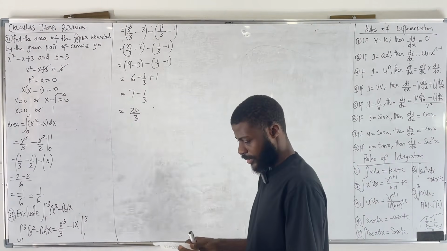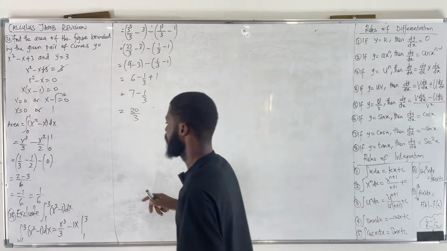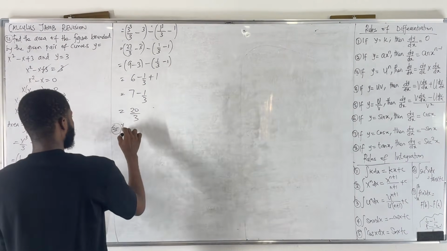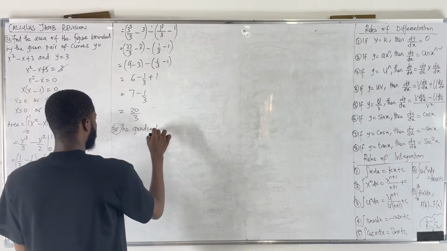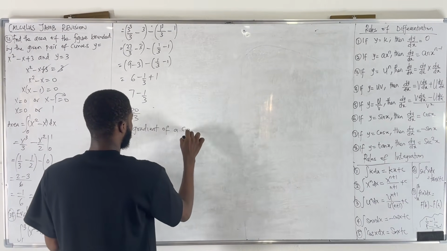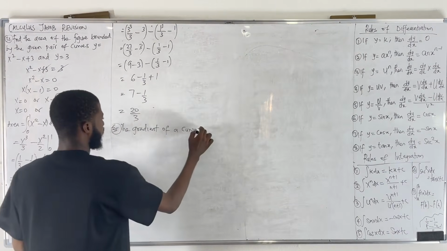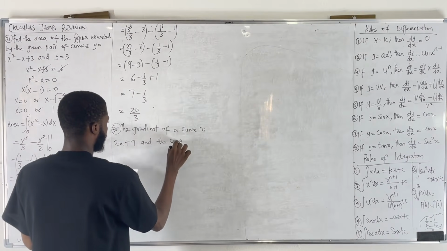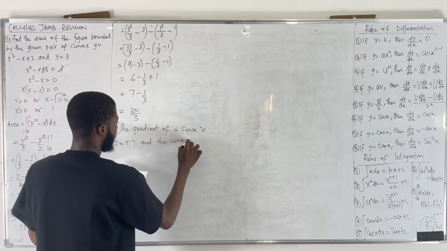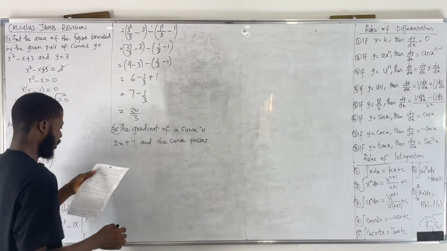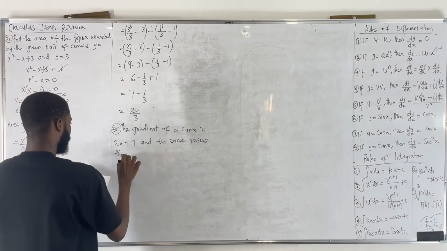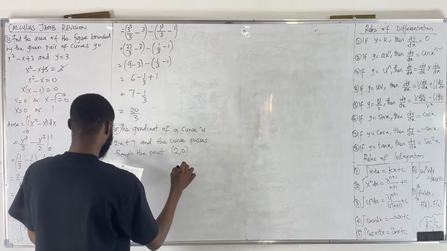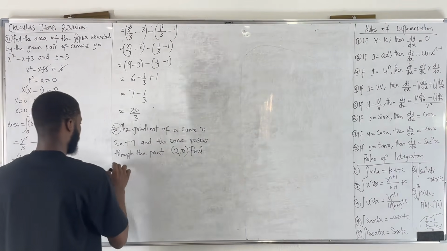All right. Next one. Number 35. We're close to the end. 35 says the gradient of a curve is 2x plus 7, and the curve passes through the point 2, 0. Find the equation of the curve.